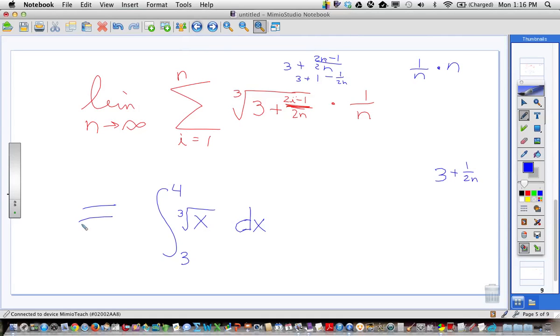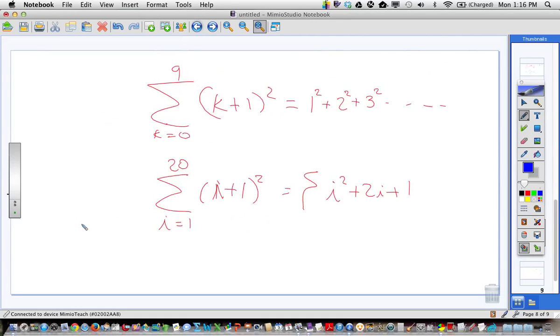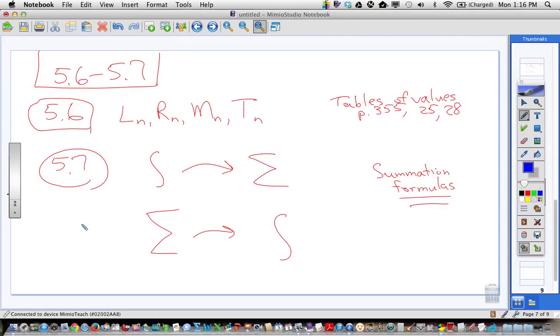All right. So we want to be able to do that in both directions. If we look at the quiz review then, we want to be able to do both those things. Today's homework is mostly going to be this last thing, taking a sigma and turning it into the integral, like we just did there.